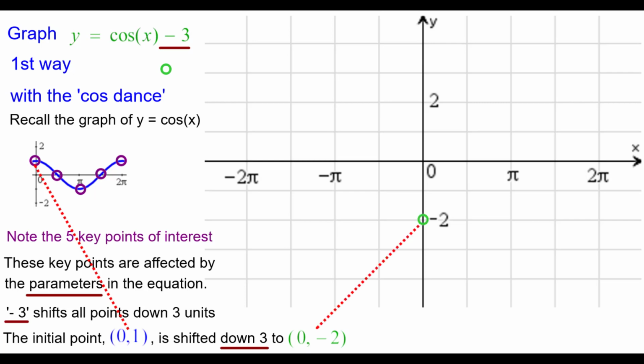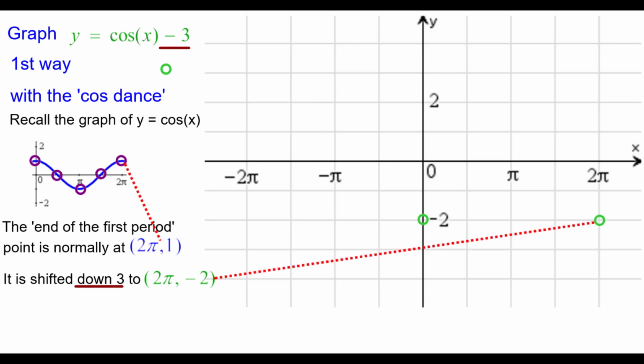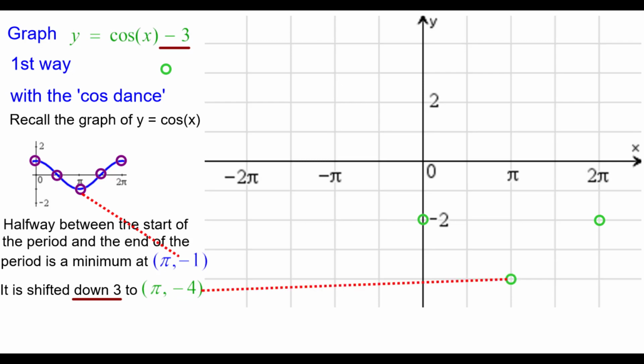So let's go ahead and plot that. That's going to be our maximum. The end of the first period, normally at 2 pi comma 1, will be shifted down 3 to 2 pi comma negative 2. Halfway between the start and end of the period is a minimum point, normally at pi, negative 1, but we just shift that down to pi, negative 4 and plot that.